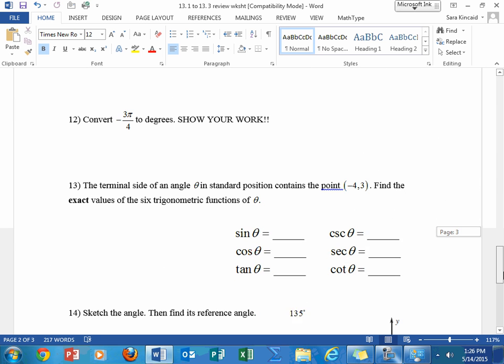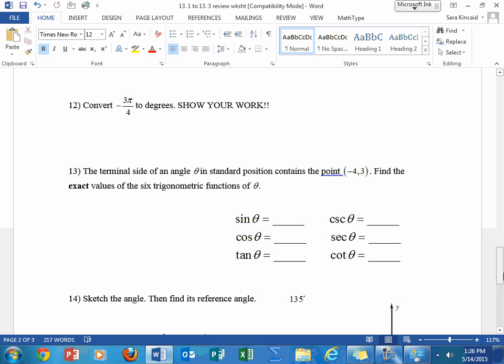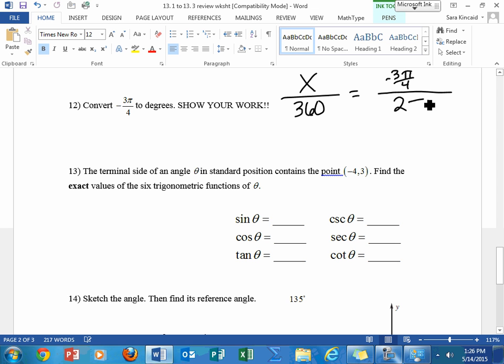So number 12, let's do the reverse. This time we have a pi value or radians and we need to convert it into degrees. So the same formula, except this time I don't know the degrees, so I'm going to put an x there and I'm going to place 360 there because that's degrees over 360 equals radians negative 3 pi over 4. Yep, that whole fraction goes on the numerator of that fraction, okay, over 2 pi.